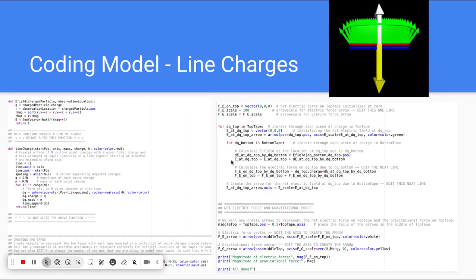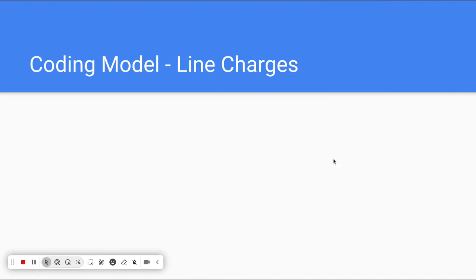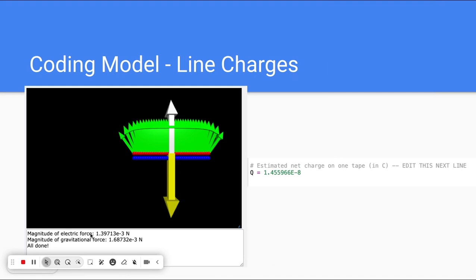So this is the code. We start with defining an electric field, defining a line charge, and this creates the setup. And then we define the vectors, we calculate the electric field, calculate the forces, and then display them down here with these two arrows. And then we print out the values, which you can see now: magnitude of electric force, magnitude of gravitational force, and then the estimated net charge, which we calculated using the formulas.